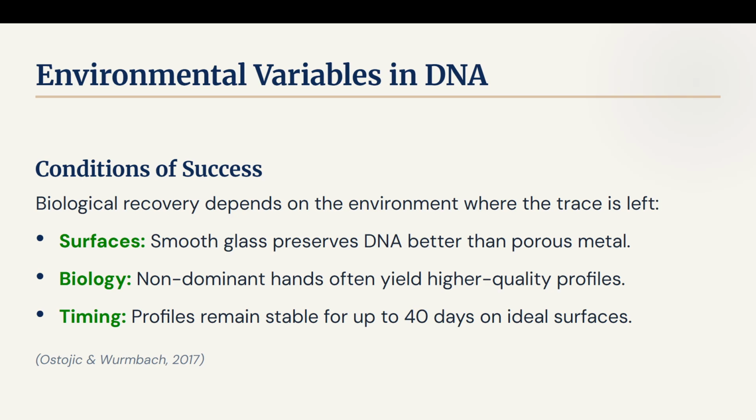But science is only as good as the real world allows it to be, and not all touches leave behind the same quality of evidence. Pulling from the data by Ostojic and Wurmbach 2017, biological recovery depends heavily on three core environmental conditions. First is surface type. Hard, smooth surfaces like glass and plastic yield a very high success rate because they preserve the cells cleanly. On the other end, metal objects like coins have a moderate to low success rate because certain metals oxidize, breaking down the cells.